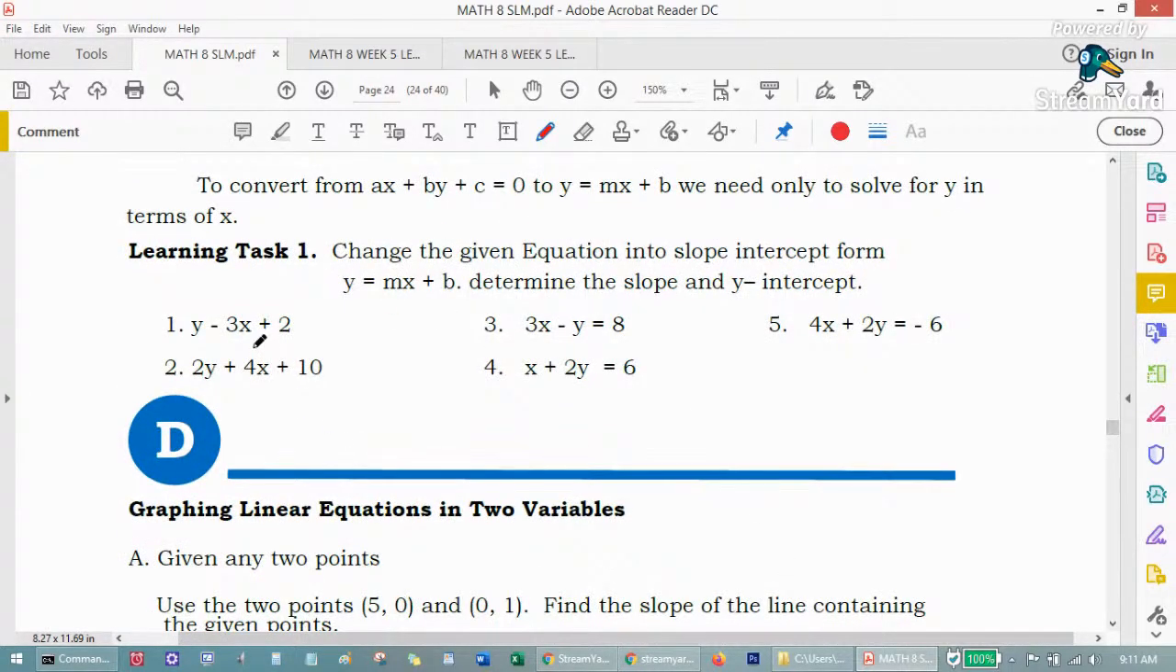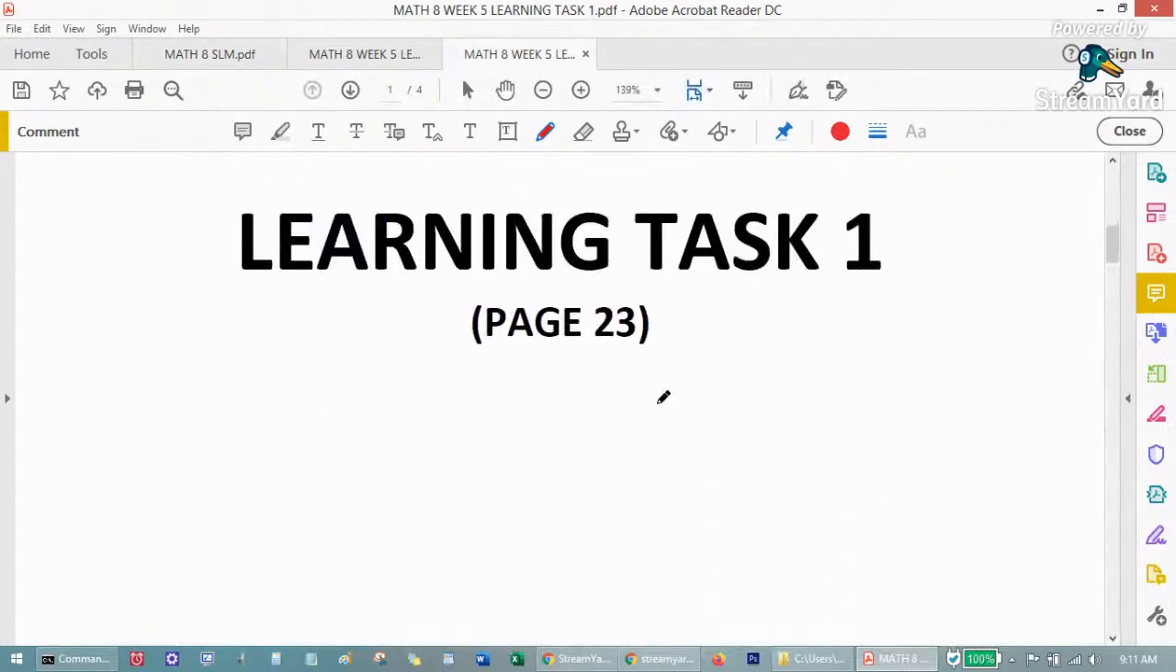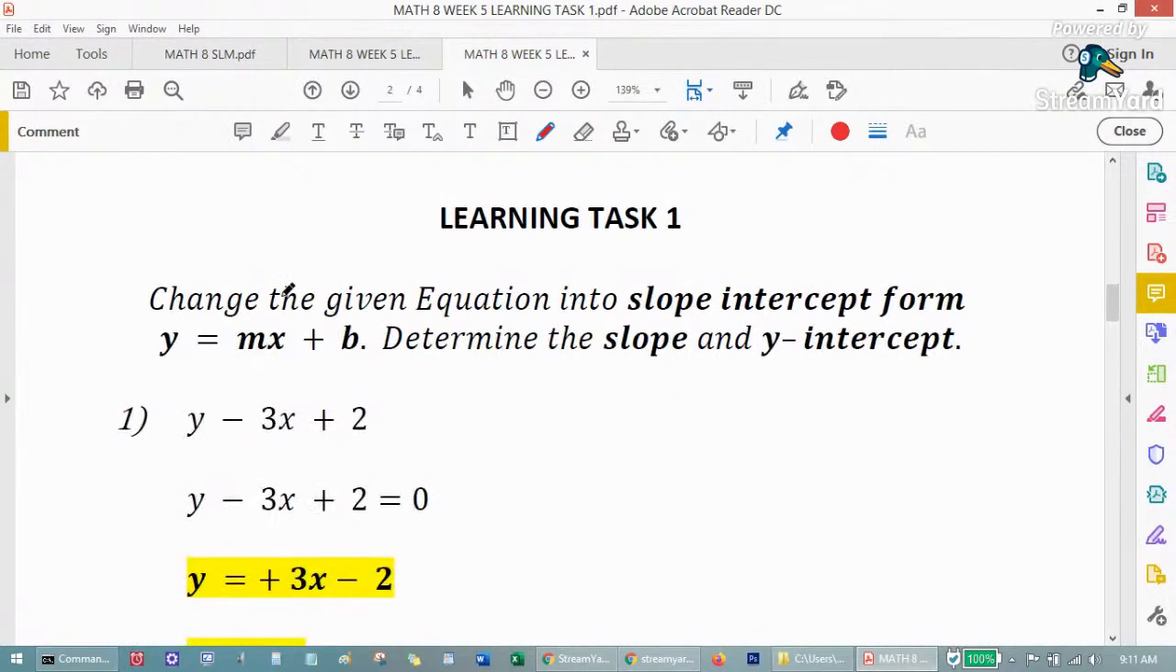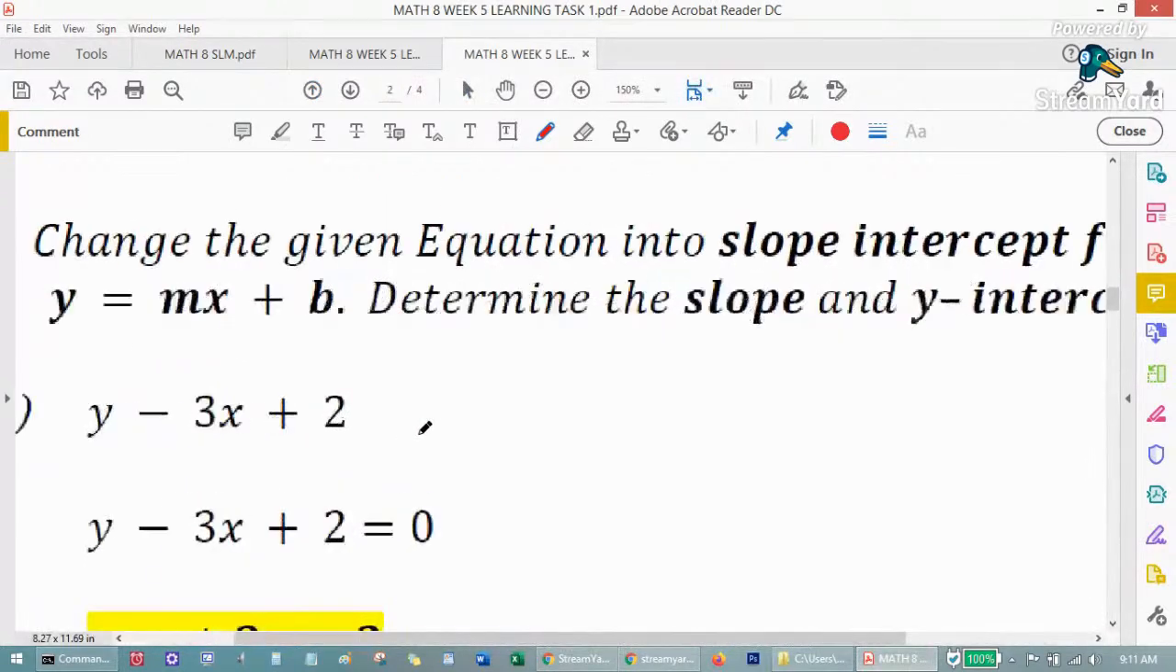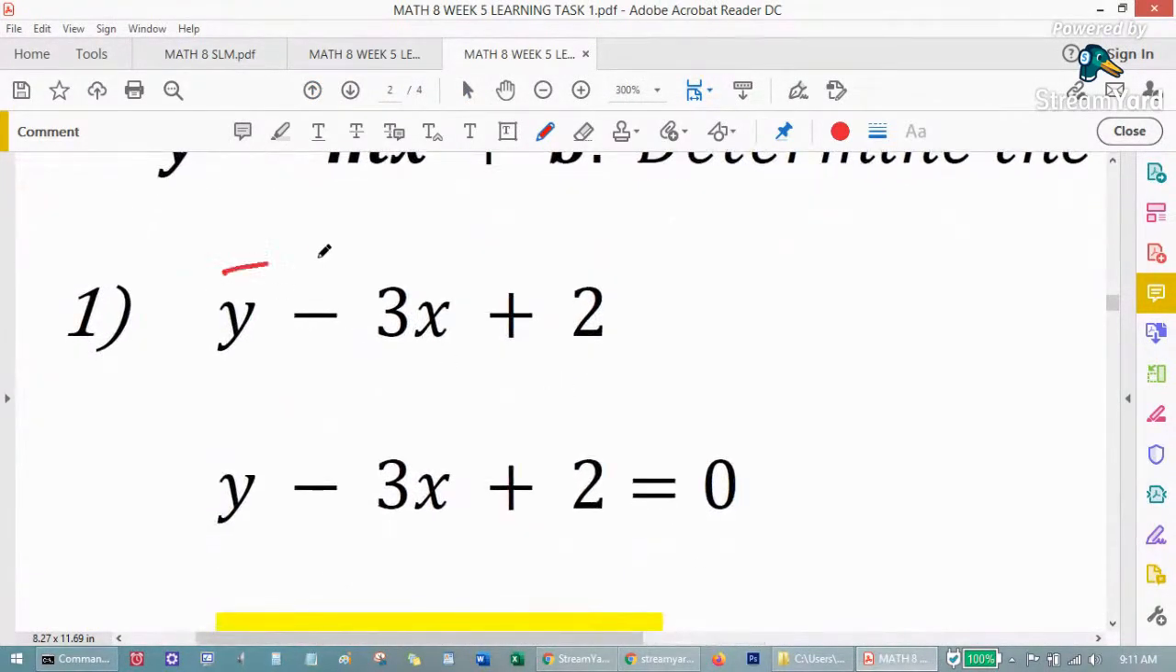Learning task 1, sagutan natin yung ilang numbers sa learning task 1. So, ang sabi dito is change the given equation to slope-intercept form. Ito yung slope-intercept form. Y is equal to mx plus b. Tapos, determine daw natin yung slope and the y-intercept. Ano daw yung slope at y-intercept? Number 1 is y minus 3x plus 2. So, y minus 3x plus 2, yun ang given.